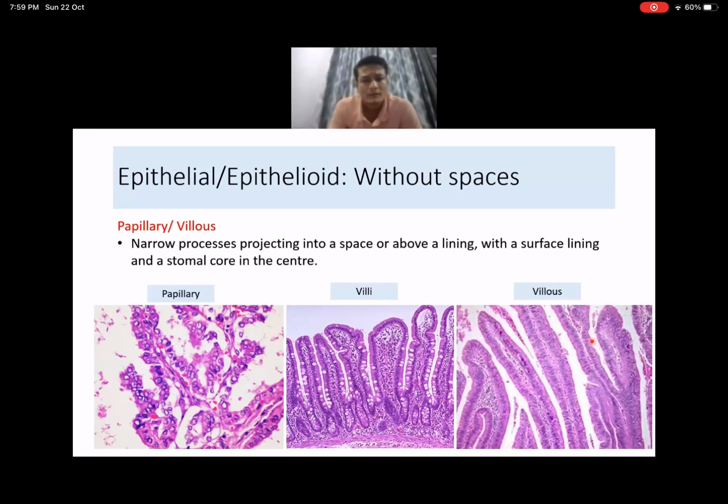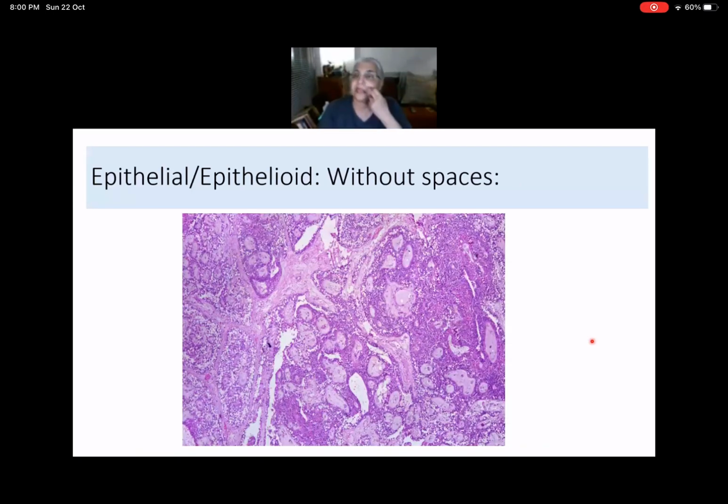What did we say about fibrovascular cores or anything else for papillae? You want to go and look at the definition? Who are the 2 people who said it was papillary? Shubhra, read it loudly. What is a papillary or villus structure? Narrow processes projecting into a space or above a surface, with a surface lining and a stromal core in the center. Correct. I'm sorry, that says stromal. I must have been sleepy last night.